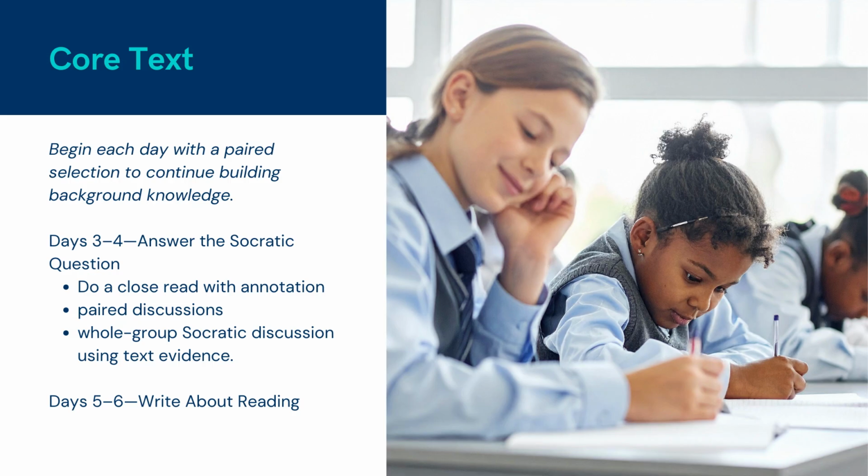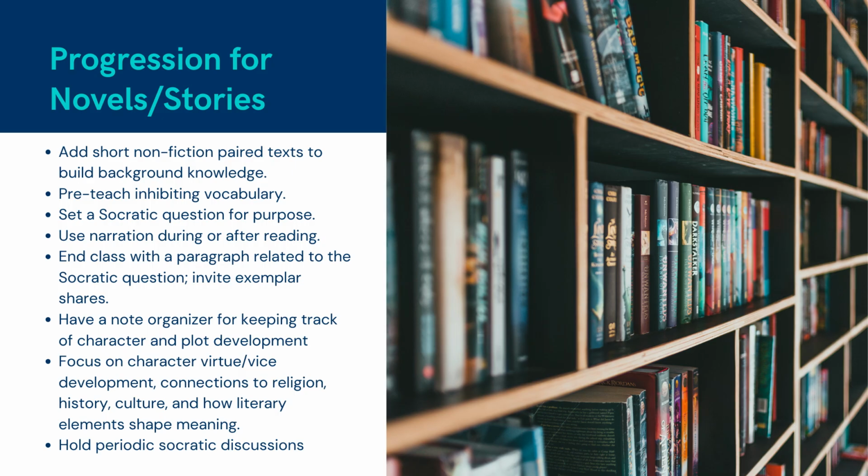For days 3 to 6, each day should include a paired selection to continue building background knowledge. On days 3 to 4, students answer the Socratic question through close reading, annotation, paired discussions, and whole group Socratic dialogue using text evidence. Days 5 and 6, students write about reading, replacing workbook pages with meaningful written responses grounded in the text. For longer texts or novels in grades 4 to 12, the routine stays consistent.